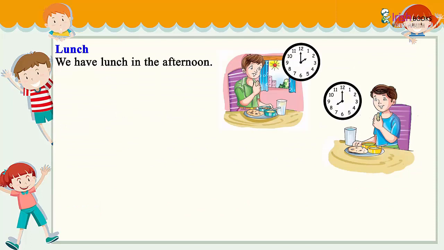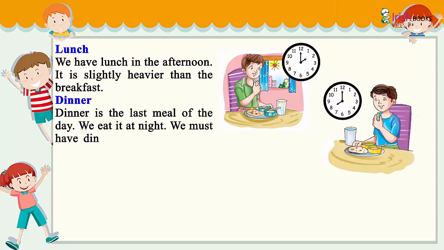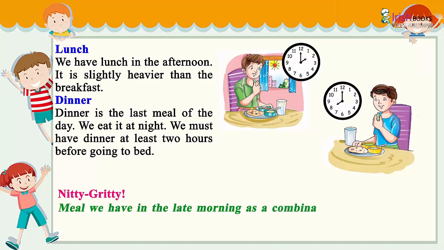Lunch. We have lunch in the afternoon. It is slightly heavier than the breakfast. Dinner. Dinner is the last meal of the day. We eat it at night. We must have dinner at least 2 hours before going to bed. Meal we have in the late morning as a combination of breakfast and lunch is called brunch.